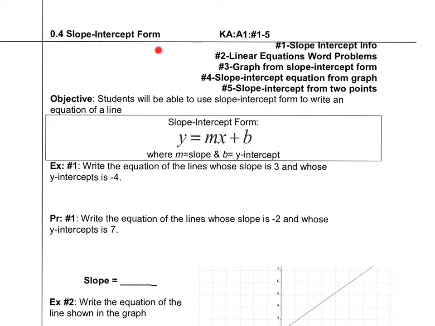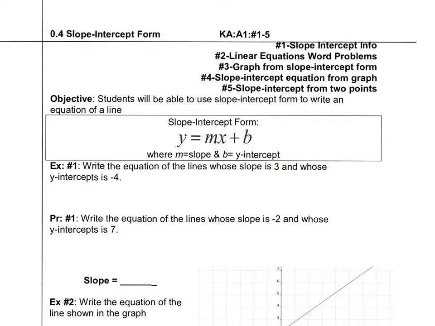So, slope-intercept form. Objective, students will be able to use slope-intercept form to write an equation of a line. Here's slope-intercept form. And if you remember from the last video, that m represents our slope. And now we have this letter b that represents our y-intercept.